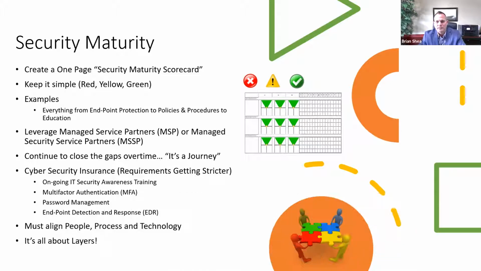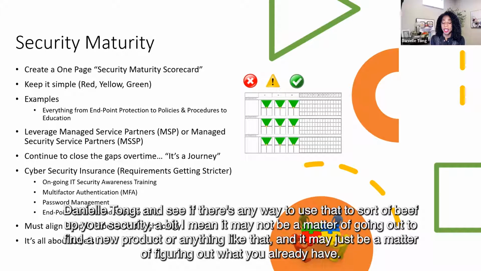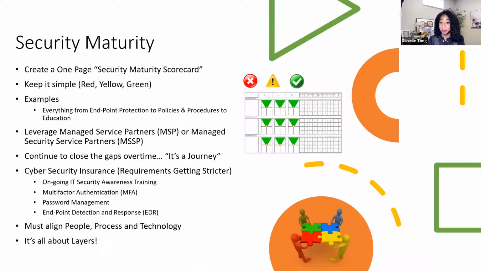So it sounds a little bit like a good place for an organization to start would be to evaluate what you already have in-house and see if there's any way to use that to sort of beef up your security a bit. It may not be a matter of going out to find a new product or anything like that. It may just be a matter of figuring out what you already have.